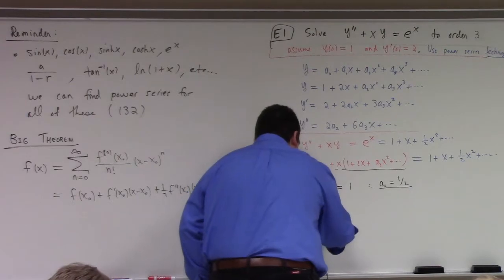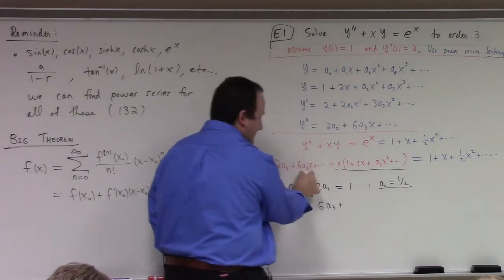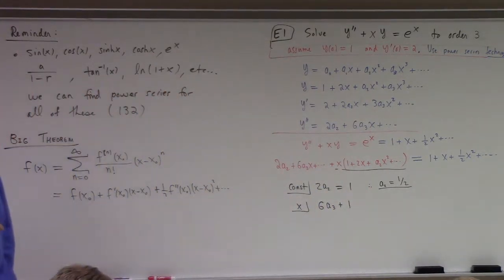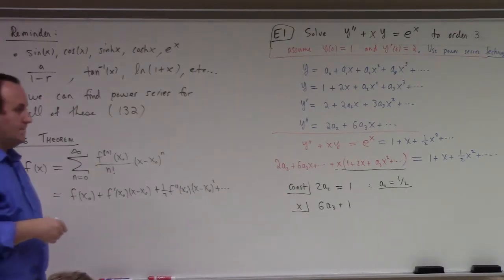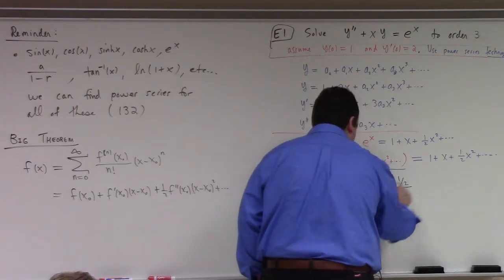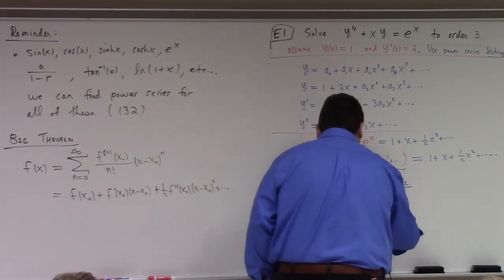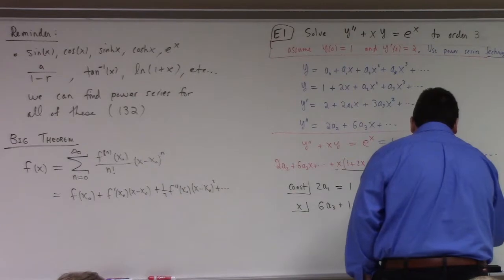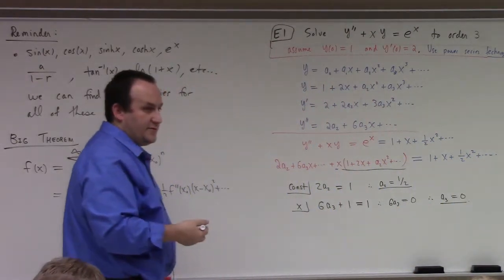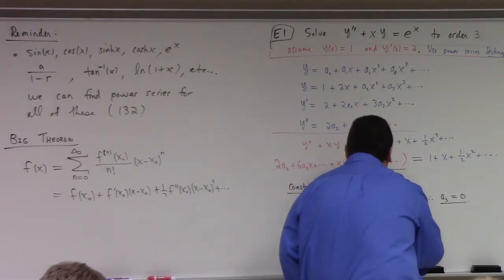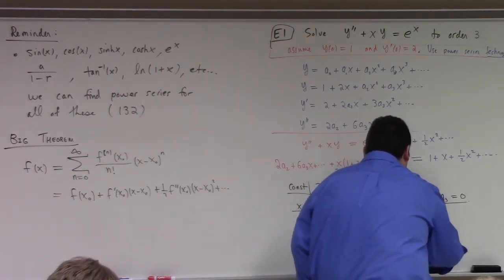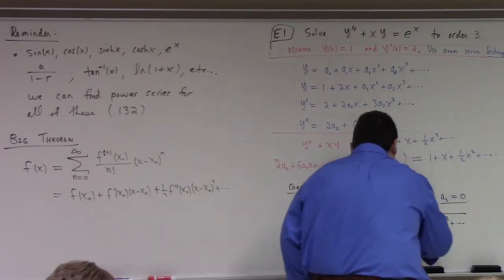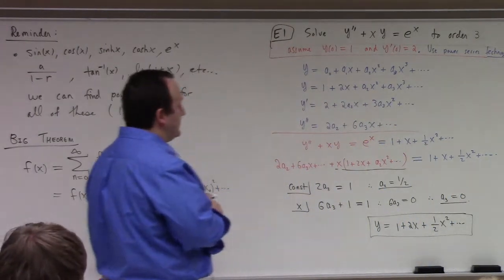What are the coefficients of x here? I've got 6a3 from that, right? And then I've got x times 1. So for the left-hand side, 6a3 plus 1. Right? And that's going to be equal to what? Yeah, there's a coefficient of 1 over there. So therefore, 6a3 is equal to 0. So a3 is in fact 0. And that's all I need to get to order 3. Solution is y equals 1 plus 2x plus 1/2 x squared plus dot dot dot. That's it to order 3.